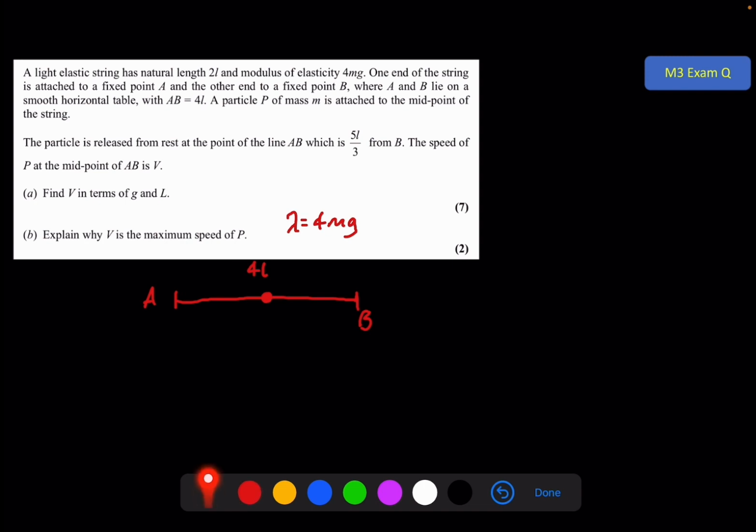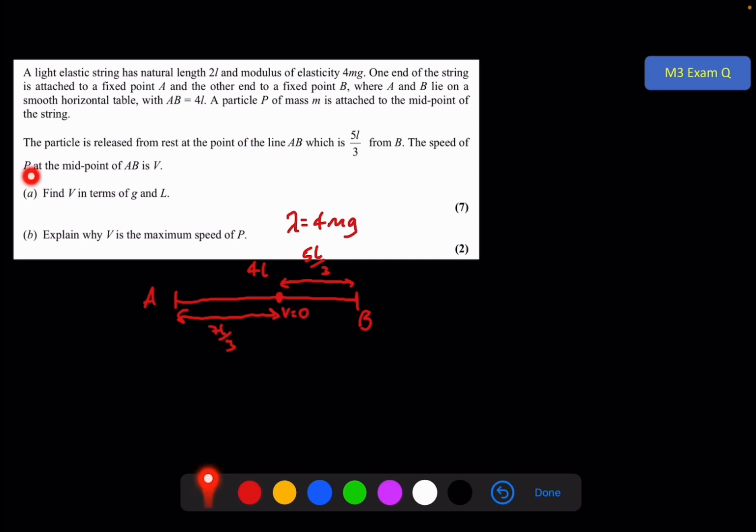but it doesn't stay there. The particle is released from rest at the point of the line AB which is 5L over 3 from B. That's a little bit less than 2L, so it has been pulled slightly closer to B than A. So if I get rid of that and move it over here slightly, this distance is 5L over 3. This distance then is 7L over 3. And initially it's released from rest, so at this point v is equal to 0.